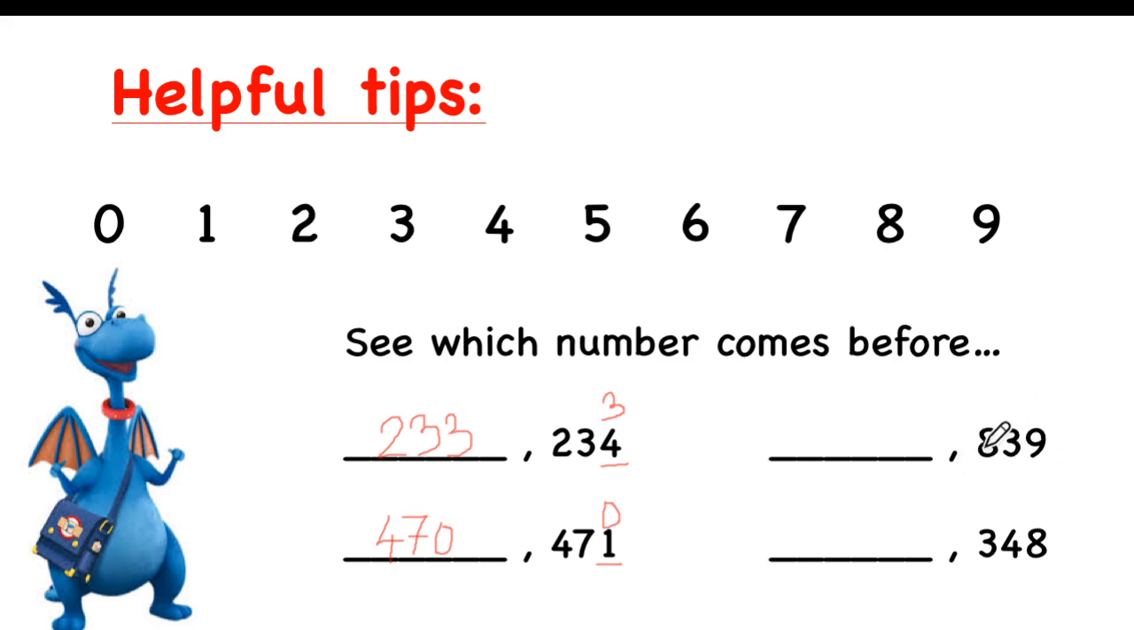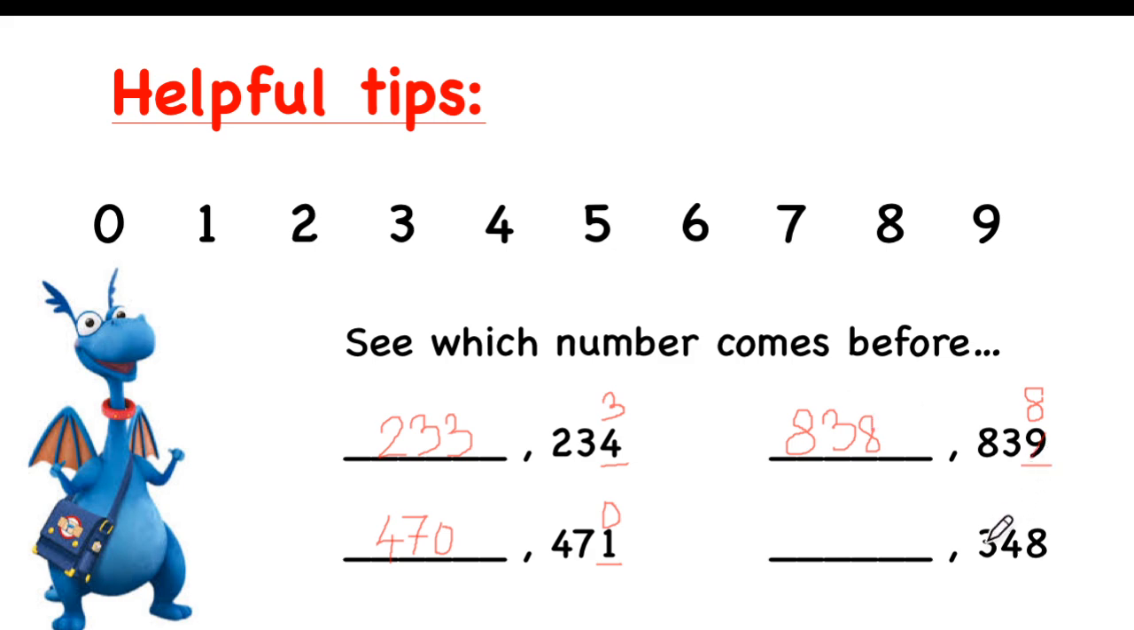Once again, you have 839. Which number is in front, before this number? Again, you will look at the ones digit. It is 9. Which number comes before 9? Before 9, we have 8. Or you can ask yourself, how much is 9 take away 1? It will be 8. So 9 will change to 8. If you want to find the number that comes before, it will be 838.